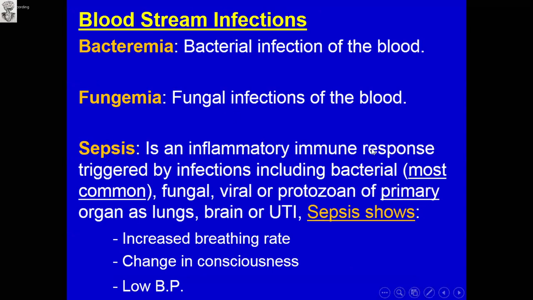Sepsis is an inflammatory immune response. So sepsis is an immune response due to what? Due to infection of the blood or of tissues. Sepsis can be caused by bacteria, the most common cause, but also fungi, viruses, and protozoa. The infection is of a primary organ such as lung, brain, or UTI. So I will have a primary organ infected, then bacteria goes to the blood. And thirdly, sepsis will be an inflammatory response to those bacteria which are present in the primary organ and in the blood.